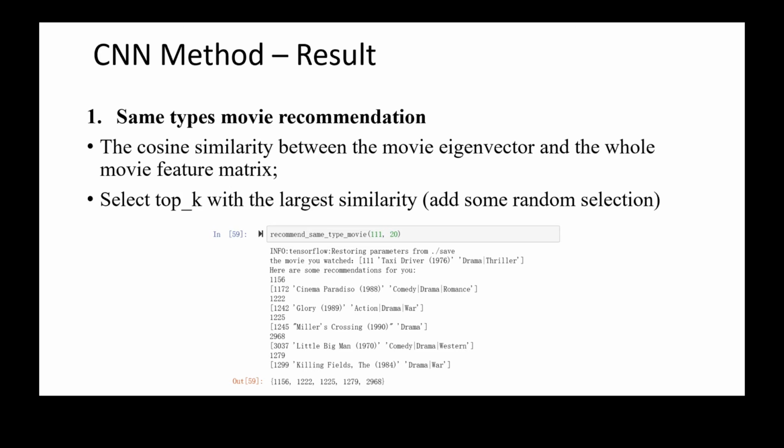After the model training and verification, the movie recommendation is actually carried out. We use the user feature matrix and the movie feature matrix to recommend. There are 3 ways to recommend movies. First one is the same type movie recommendation. Calculate the cosine similarity between the movie eigenvector and the whole movie feature matrix, and select top K with the largest similarity and add some random selection.